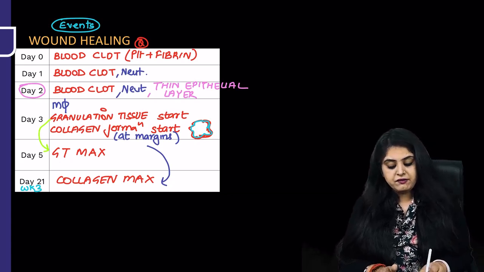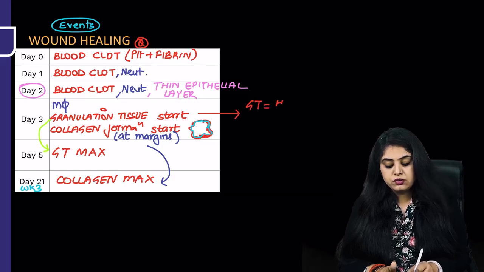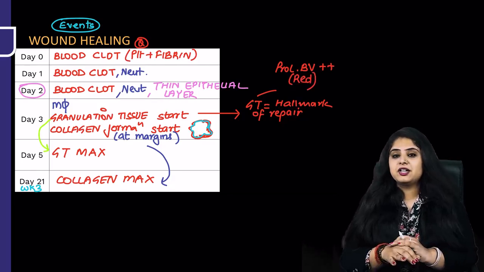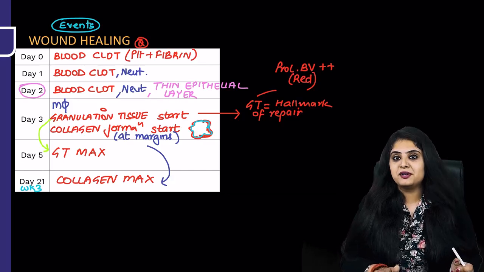One more thing, if someone asks you, what is granulation tissue going to be? You know, granulation tissue is said to be the hallmark of repair. It is very, very red in color. Why? Because it has lots and lots of proliferating blood vessels. That is the reason that first we have that reddish color tissue when we peel off any blood clot, right? Hallmark of repair is granulation tissue.